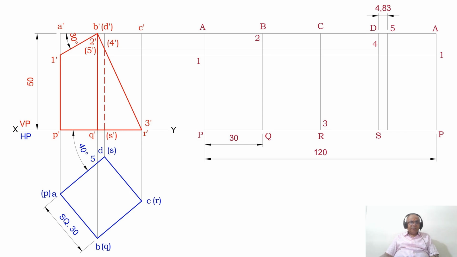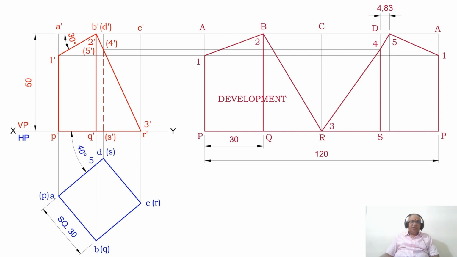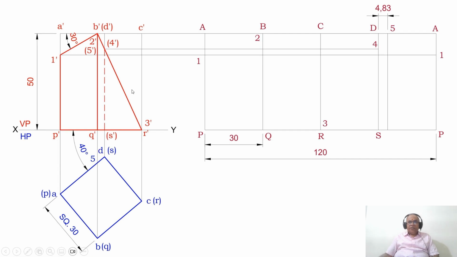You measure the distance from A to 5, then you transfer it from this point to 5 here. So once you do that, you mark that point as 5. So then what I need to do, after transferring all these sectional points onto the development, I need to join the development. So first, how to transfer this point 5? To transfer this point, you measure the distance from A to 5 and transfer it from A to this point and you mark that point as 5.